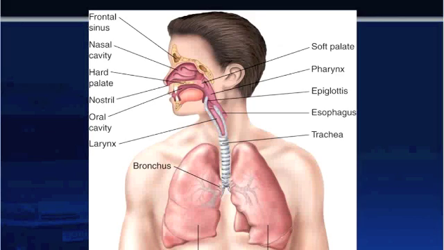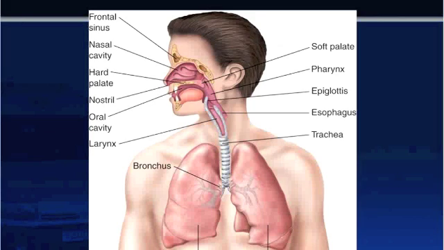The floor of the nasal cavity is bony and is called the hard palate. The soft palate is fleshy and extends behind the hard palate. It marks the boundary between the nasopharynx and the rest of the pharynx.